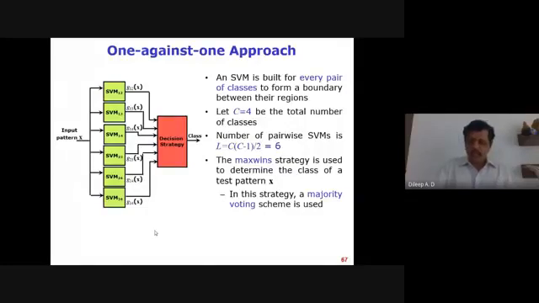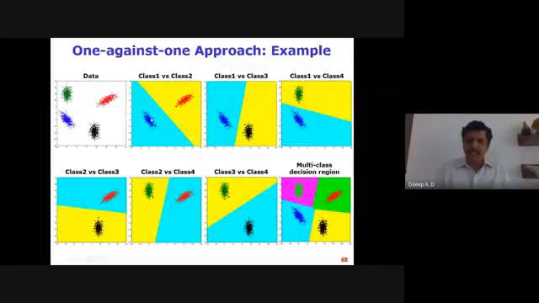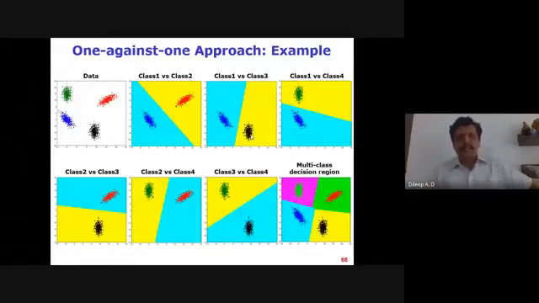Okay, so in this particular case, if you really see, an SVM is built between class 1 and class 2, class 2 and class 3, class 1 and class 4, class 2 and class 4, class 3 and class 4, and so on. In total, with 4 classes, it is 4C2, that is a total of 6 SVMs built, and finally they are combined based on the voting scheme.